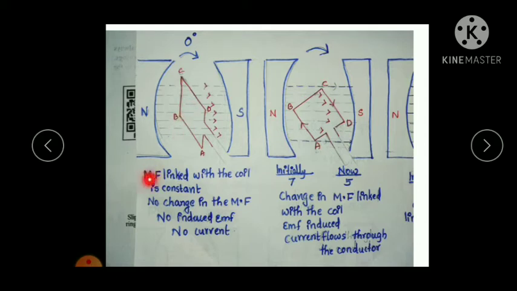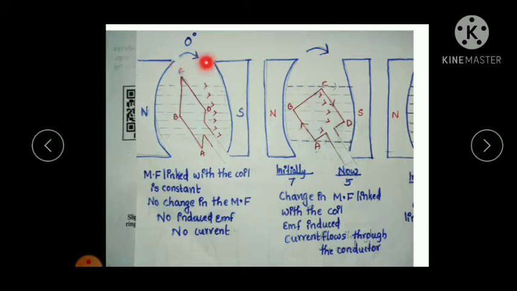So at this stage there is no induced EMF in the armature. Here you can see the magnetic flux linked with the coil is constant. Therefore, there is no change in the magnetic flux, no induced EMF, no current. Even though the magnetic field lines pass through this armature, there is no change in the magnetic flux linked with this coil, hence there is no current.